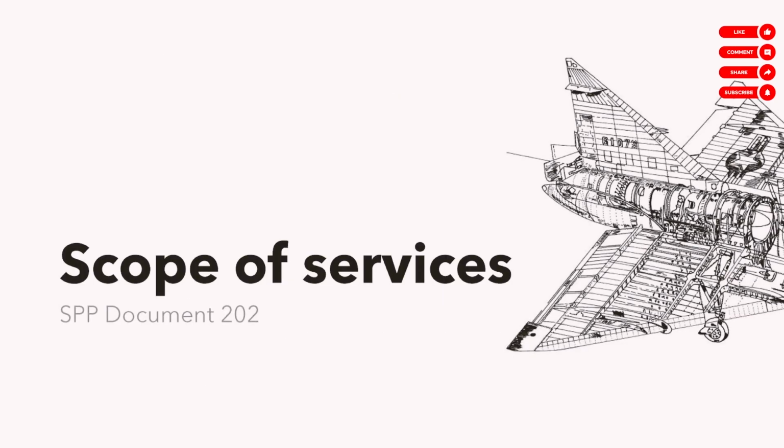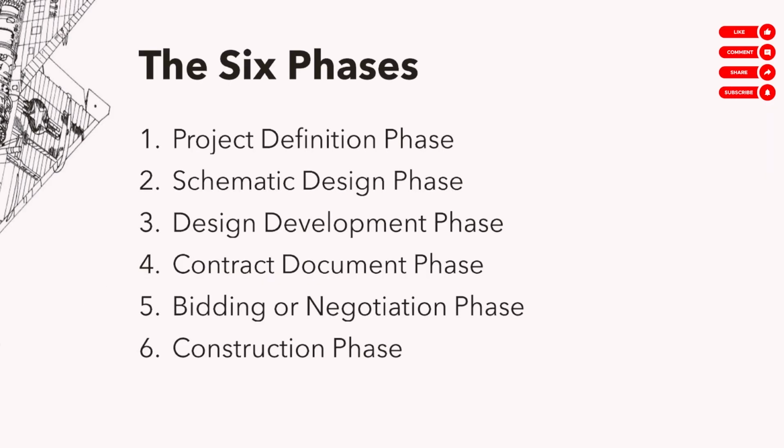So yeah, let's talk about that now, scope of services. The scope of this service, explaining what's involved, what's kasali and hindi kasali, it's best discussed in this framework. We have to tell you that the service is divided into 6 phases. The project definition phase, the schematic design phase, the design development phase, the contract document phase, bidding phase, and construction phase. Isa-isahin natin yan. Okay?